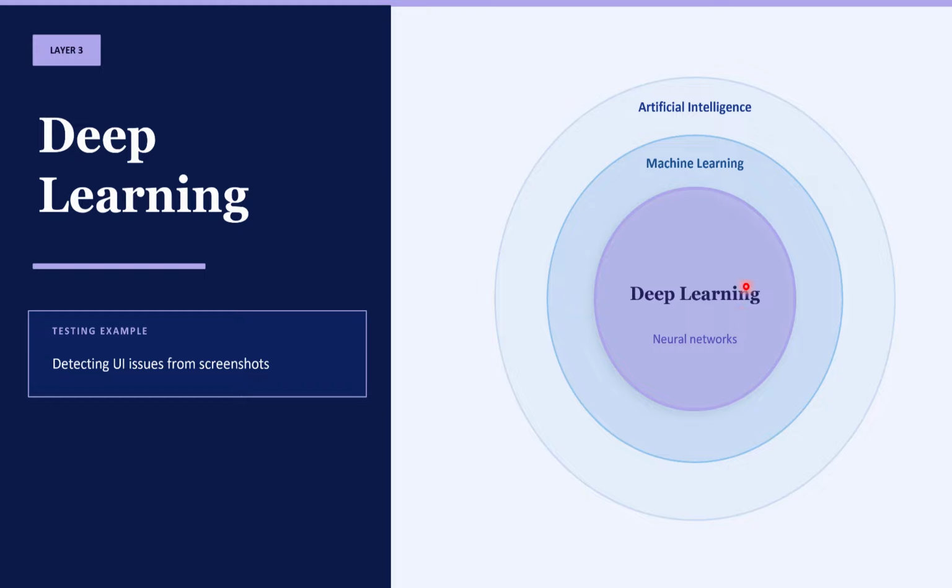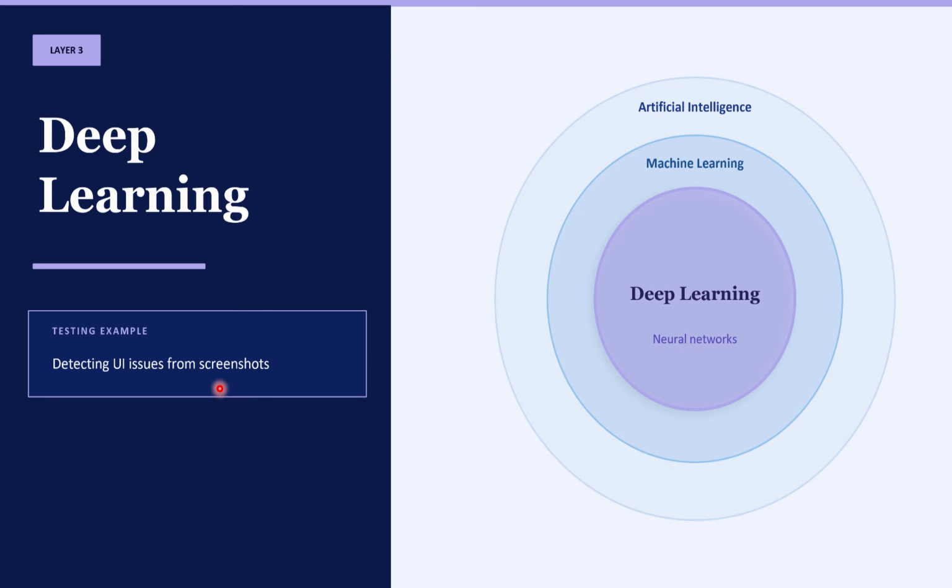As you can see, this sits inside machine learning. Deep learning uses neural networks with multiple layers. You can think of it like a more powerful brain that can understand complex data. This is especially used for things like images, audio, and natural language. Let me give you an example.